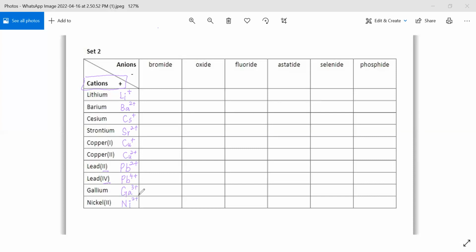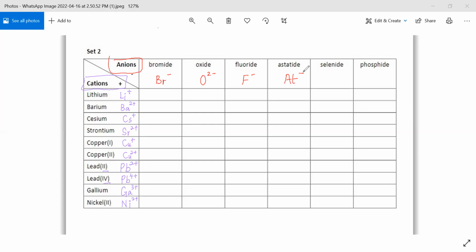Okay. And here, for our anions, what do we have? We have bromide, Br minus. We have oxide, which is O2 minus. We have fluoride, F minus, right? We have acetide, At minus.